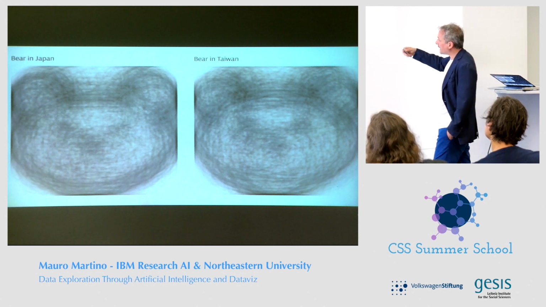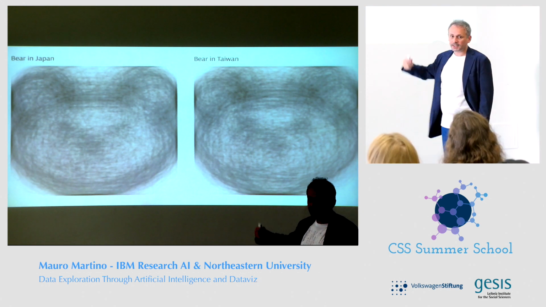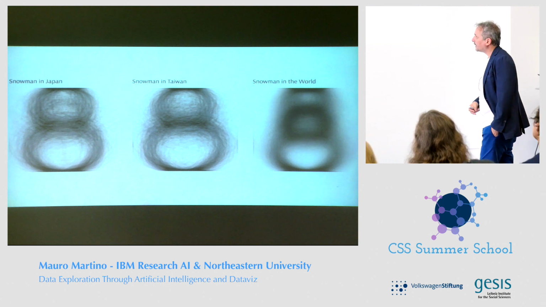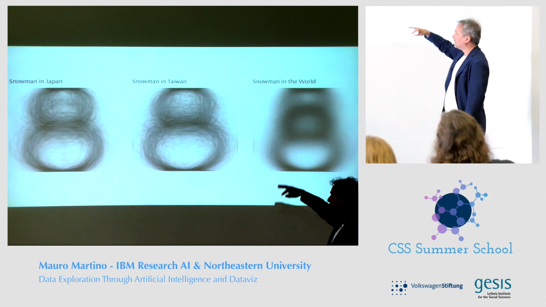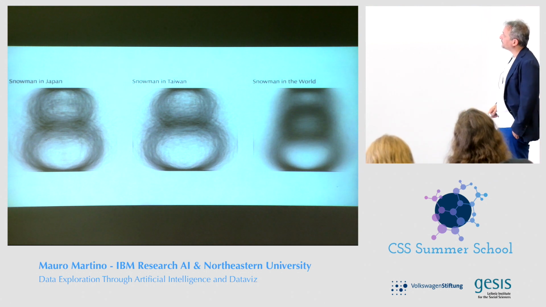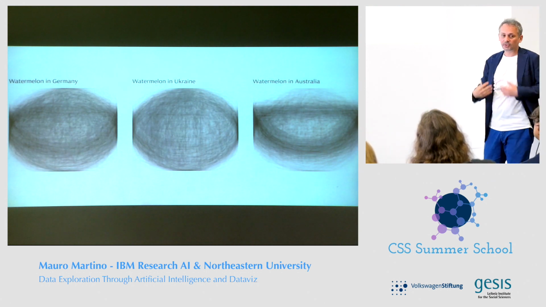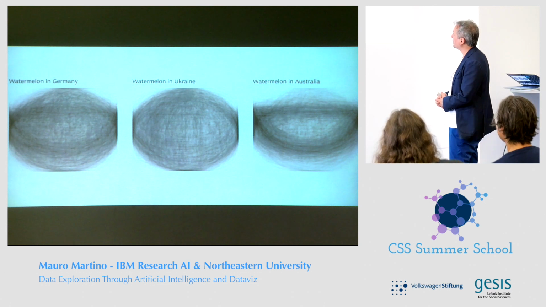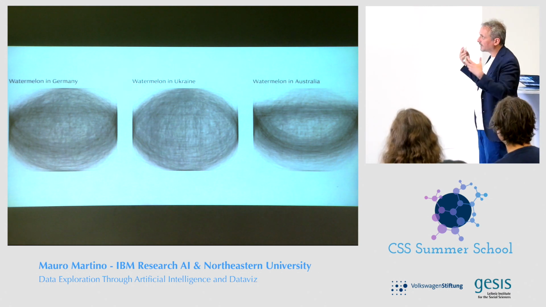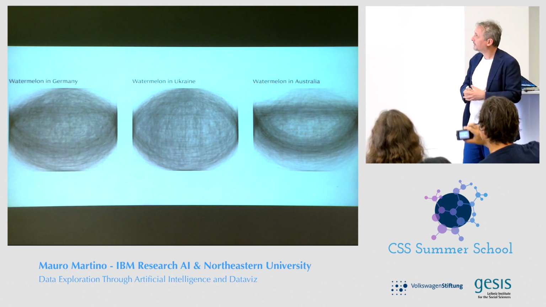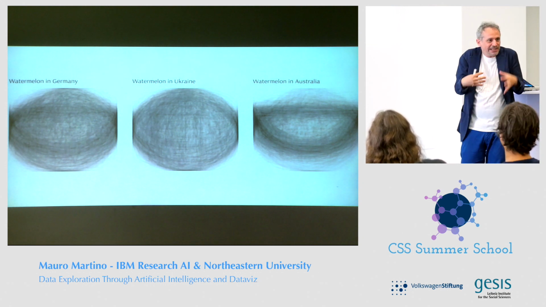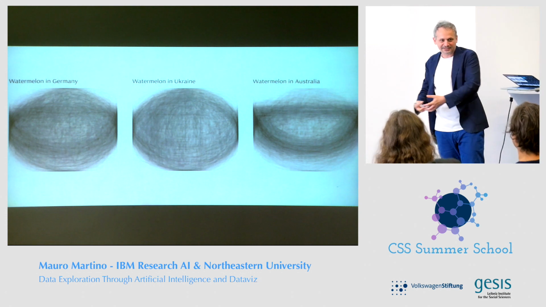The beer looks more like a manga beer in Japan. Snowman is sometimes with 3, sometimes with 2 components. And so you can see some cultural affinity between the countries. I don't know, Australian people, when they think about watermelon, they think it's ready to go. So Ukrainians like to save the watermelon for later, I don't know.